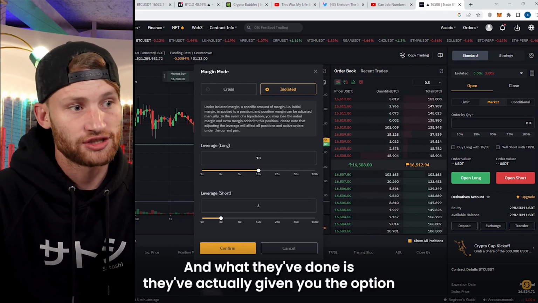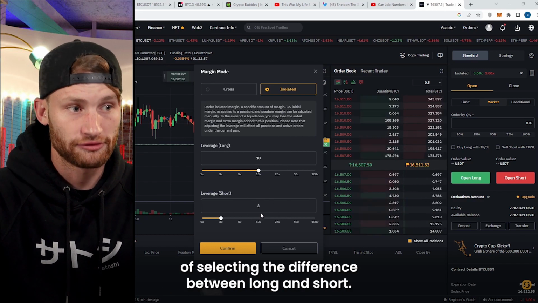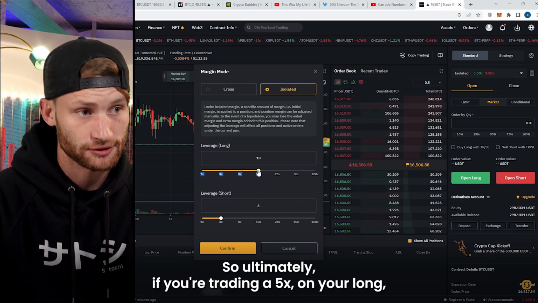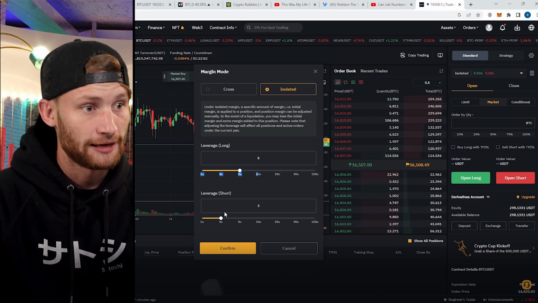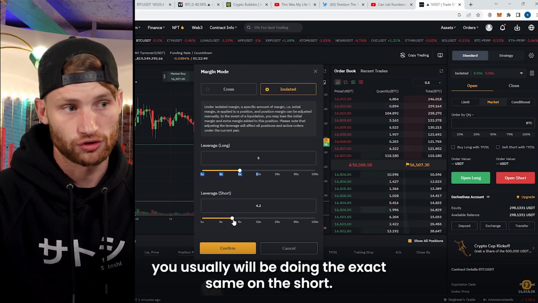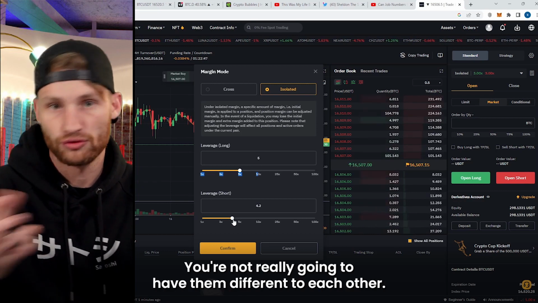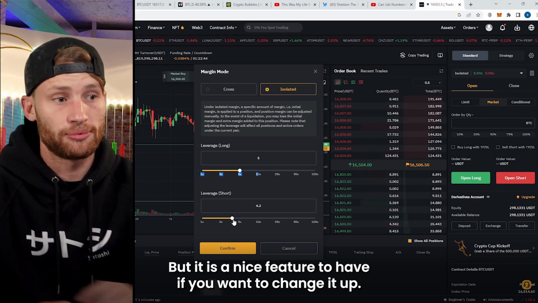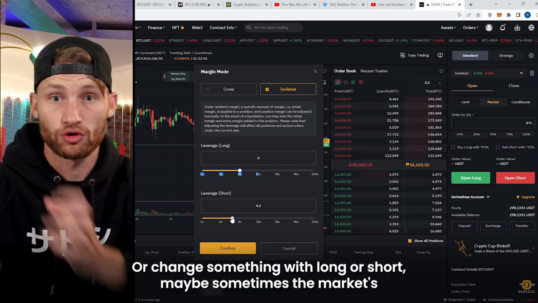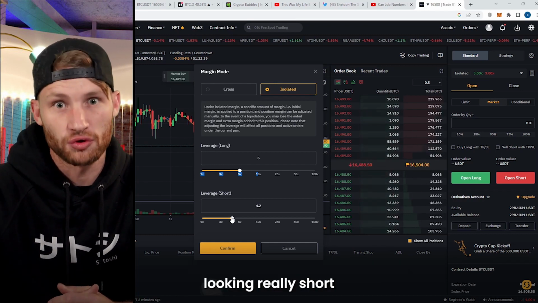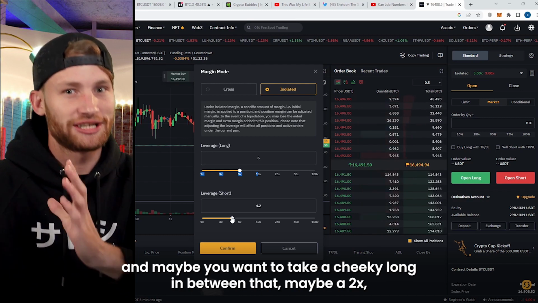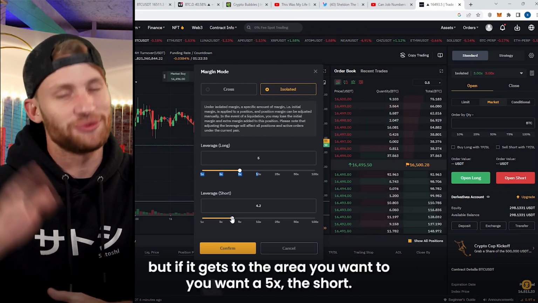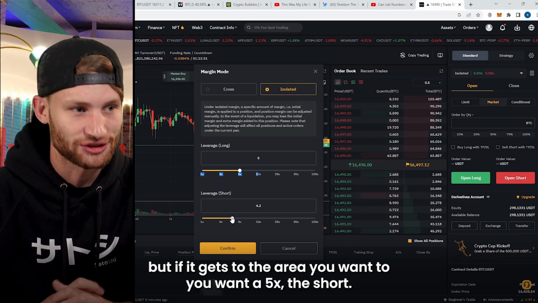And what they've done is they've given you the option of selecting the difference between long and short. So ultimately, if you're trading a 5x on your long, you usually will be doing the exact same on the short. You're not really going to have them different to each other, but it is a nice feature to have if you want to change something with long or short. Maybe sometimes the market's looking really short and maybe you want to take a cheeky long in between that, maybe a 2x. But if it gets to the area, you want to 5x the short.